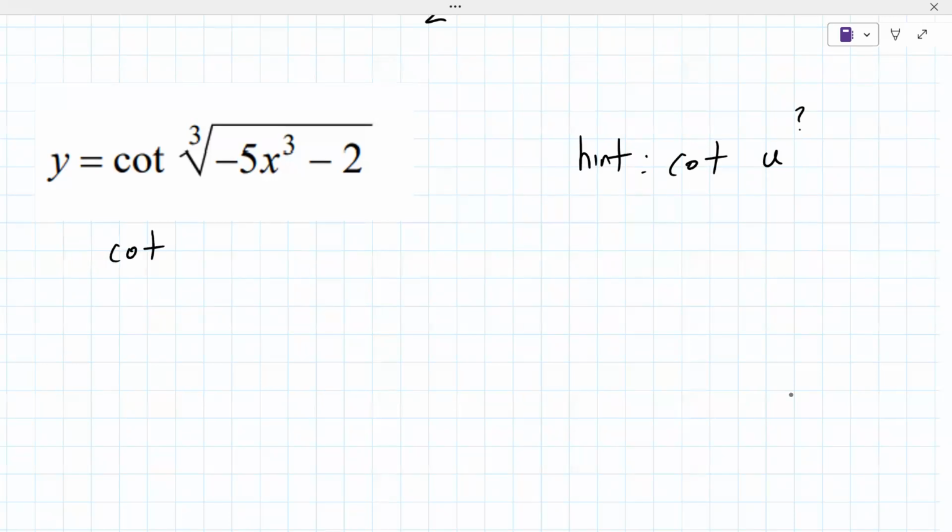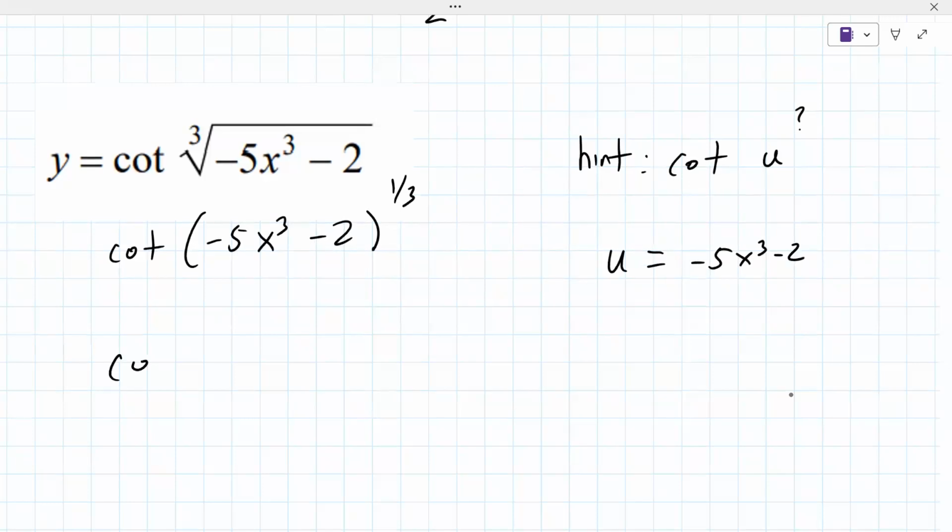So this is really cotangent of minus 5x cubed minus 2 to the 1/3 power. And so u is really minus 5x cubed minus 2. So this is really cotangent of u to the 1/3 power.